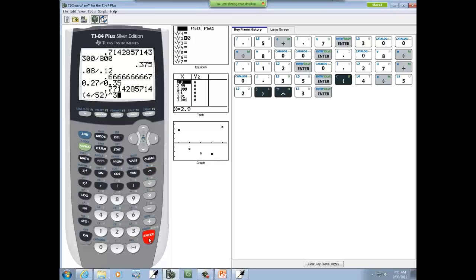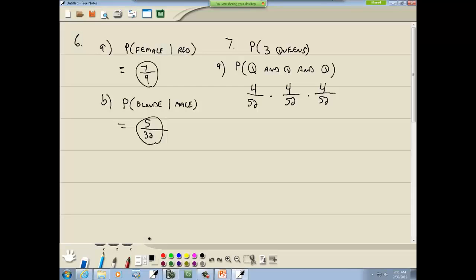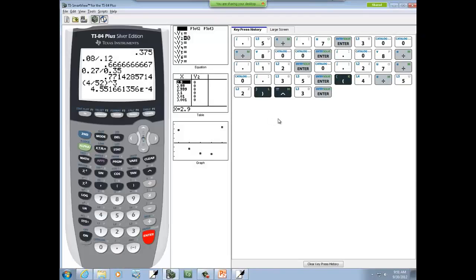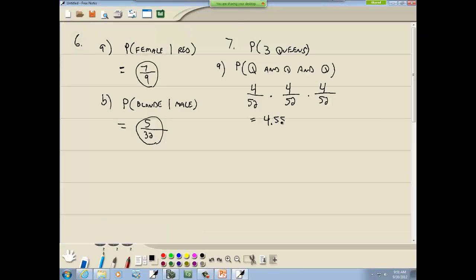Caret 3. So this gives us 4.5517 e to the negative 4. Now what this notation means is scientific notation. That means times 10 to the negative 4, which means we move our decimal place 4 places to the left. So this will be .0004552.